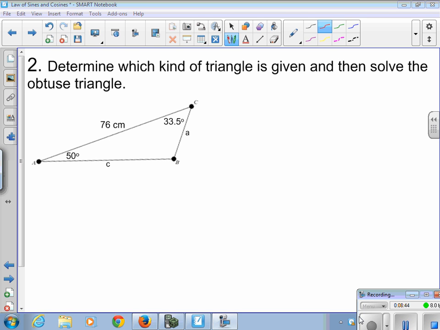Okay, so tell me what we had to do first. We can't just start out because we don't have a pair. What do we do? Subtract the other angles from 180. So I'm going to subtract 33.5 and 50 from 180. Tell me what that gives me for the other angle. 96.5.